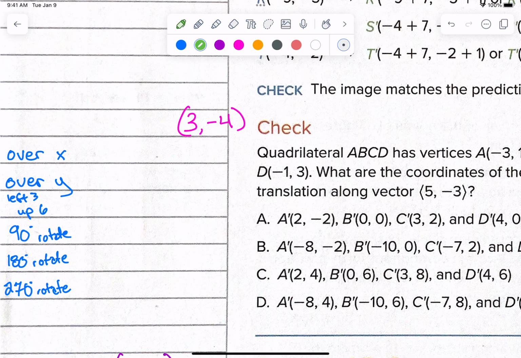Can you see? 3, -4 is my starting point. Okay, let's write the rules out together. See if you can remember any of these.